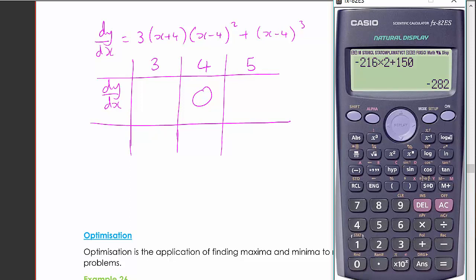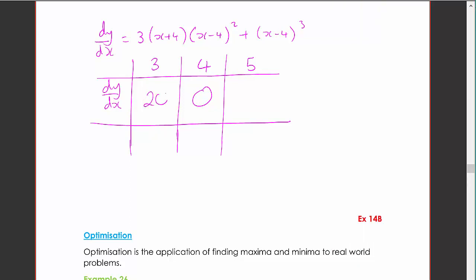So what do we have? x is 3, so it's going to be 3 multiplied by 3 plus 4, which is 7, multiplied by 3 take away 4, which is negative 1 squared, so that's just actually times 1, add 3 take away 4, negative 1 cubed, so actually that's going to just be negative 1, and that's 20. It really doesn't matter that it's 20. The whole point is it's positive.